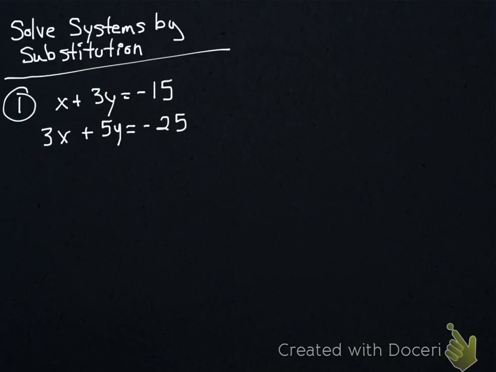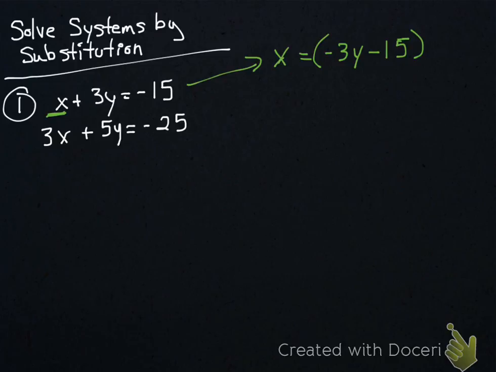Remember, the first thing we want to do is find a variable that has a coefficient of 1. So I notice that in the first equation, the x has a coefficient of 1. So I want the x by itself. That means I have to move the 3y to the other side, which makes it negative. So now I have x equals negative 3y minus 15.